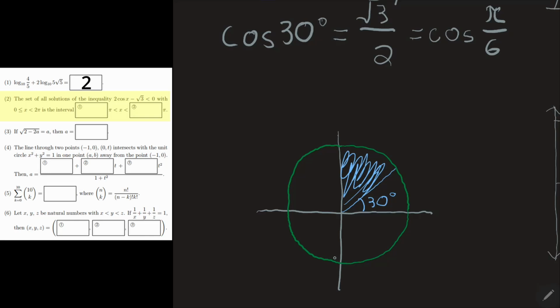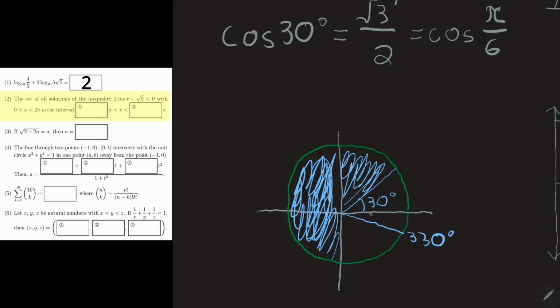Then in both of these quadrants, cosine is negative, so of course it also fits our inequality. And so for the last quadrant, it's pretty much the same as our first quadrant. So cosine of 330 degrees, or 11 pi over 6, is also equal to the square root of 3 over 2.